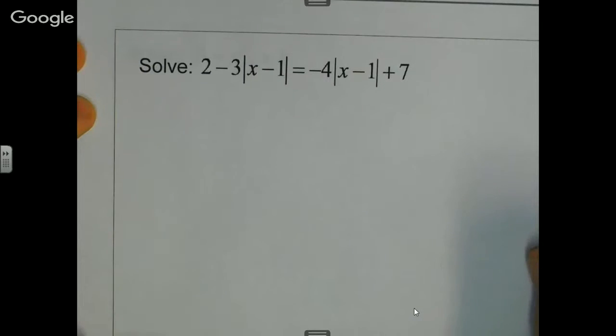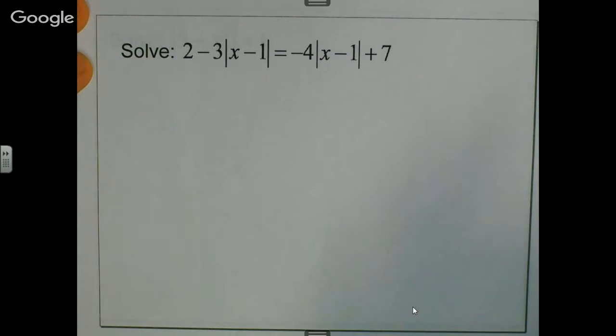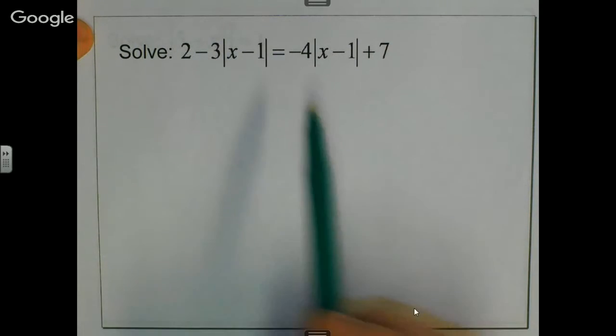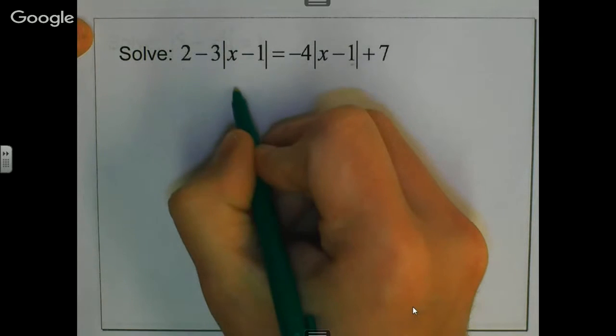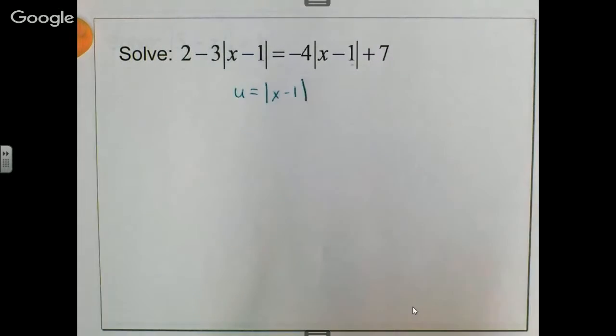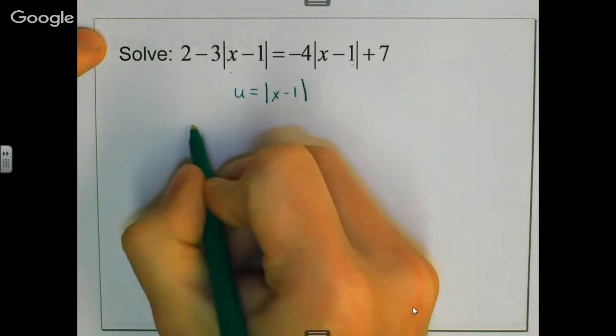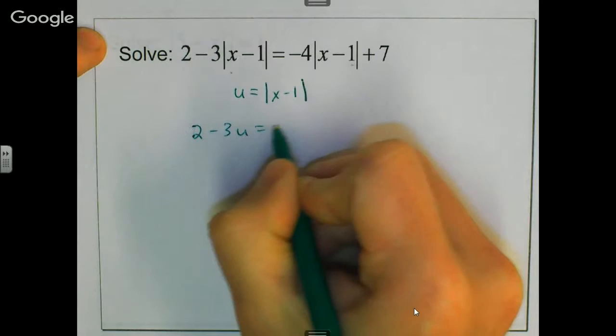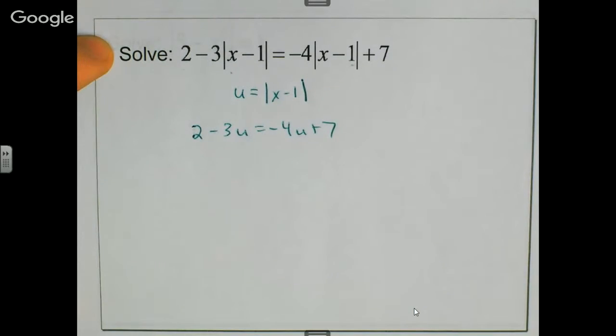All right. Now here's a tricky looking one. I've got two absolute values in there. Now, when we look at this, it looks rather confusing and difficult. Okay. But we had a method where we could take this difficult problem and make it easy, and that was u substitution. So if I let u equal x minus 1, we'll take this absolute value of x minus 1 out, and we'll say 2 minus 3u equals minus 4u plus 7. Now, this becomes an algebra 1 problem.